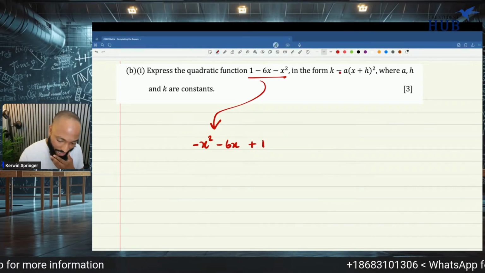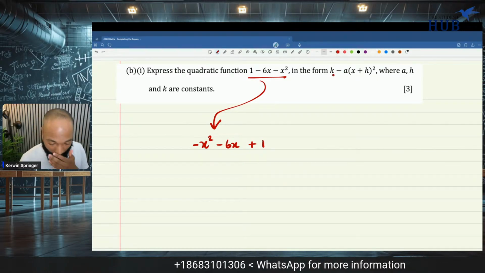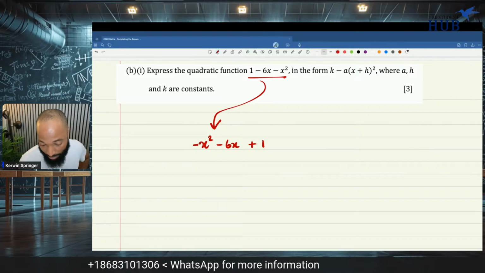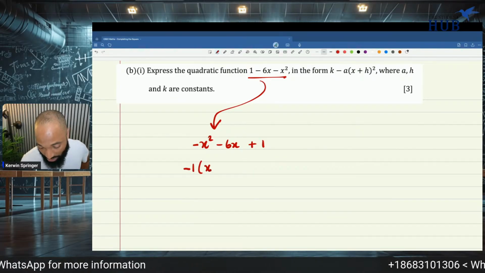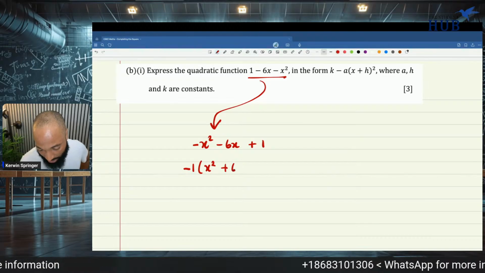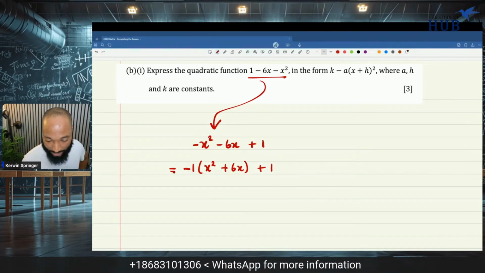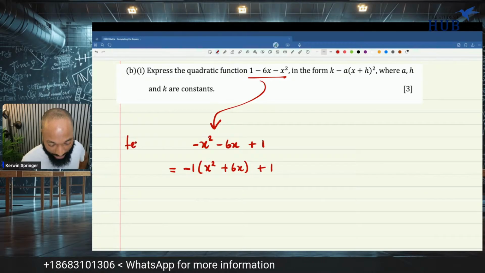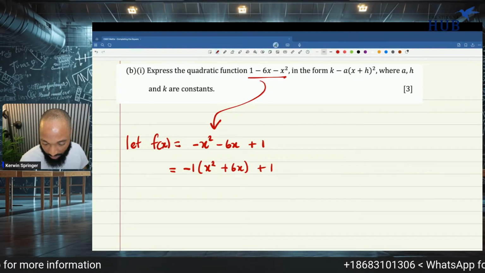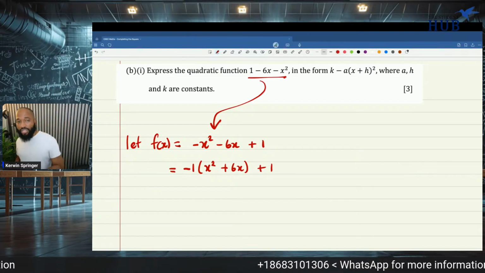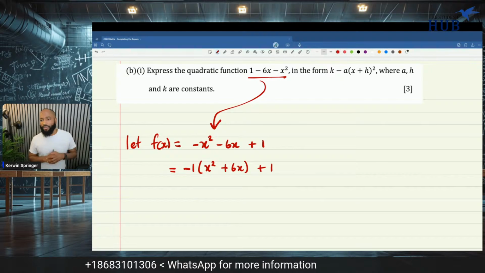Now, since I know I want the negative sign outside, you're seeing that, right? I'm going to whip out a whole negative number. So I'm going to put negative 1 out of x squared plus 6x plus 1. Say in the chat if you understand that. And then I'm going to say let f of x, I want to just use f of x if I have to refer to this in the future again. Let f of x equal negative x squared minus 6x plus 1. Whip out the negative 1, and I'm on track here.